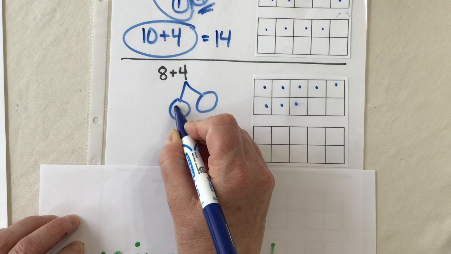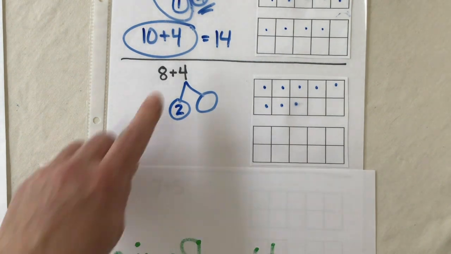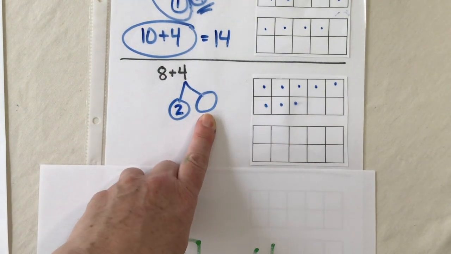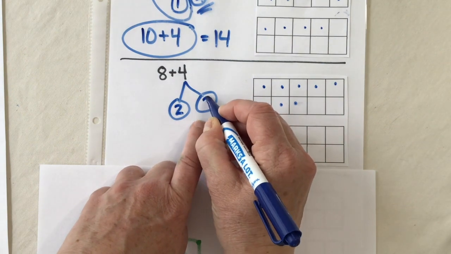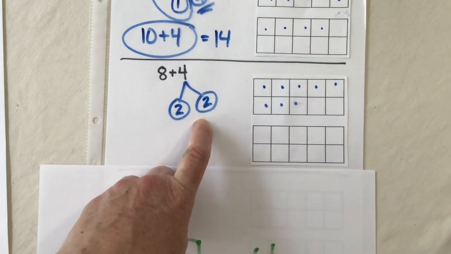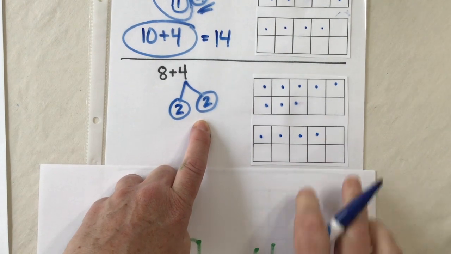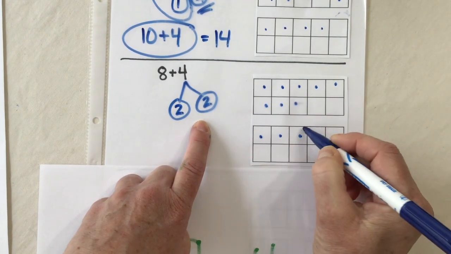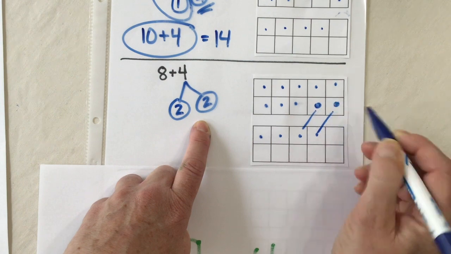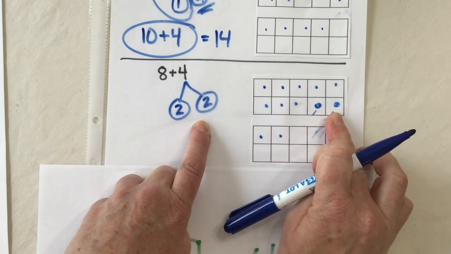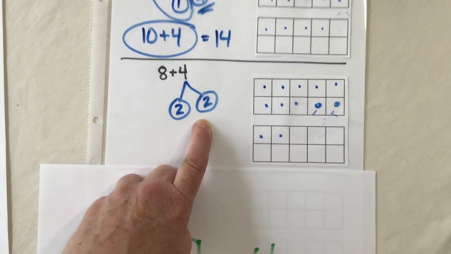So I need 2 from this 4. So if I take 2 from that 4, how many do I have left over? I have 2. 2 plus 2 is 4. 1, 2, 3, 4. Okay, so if I took 2 from this chart below and I put them up there, I have 2 left over down here.